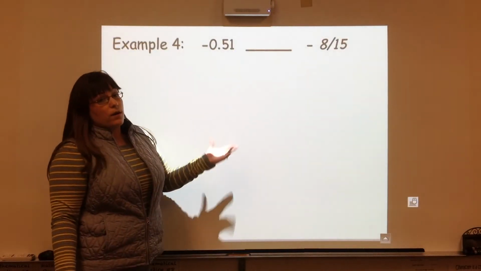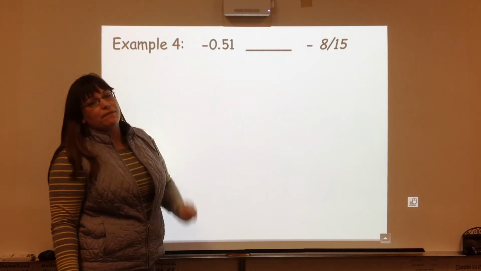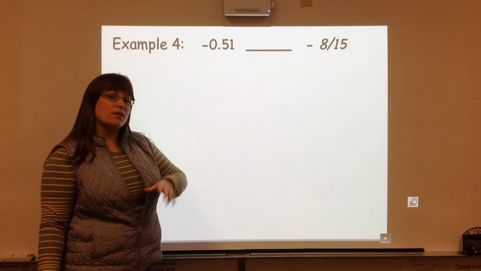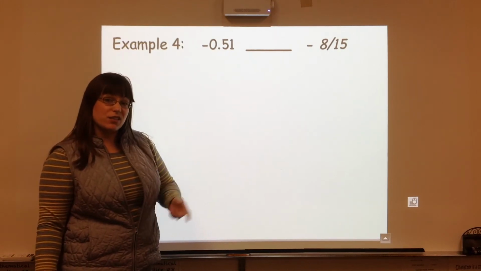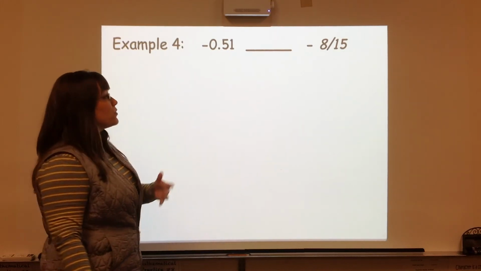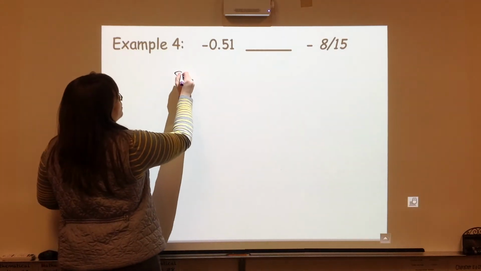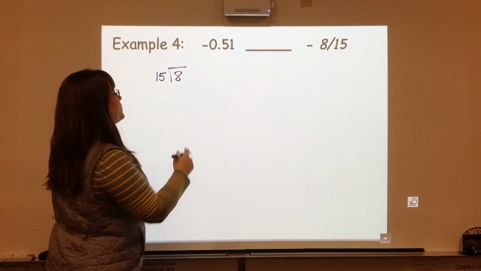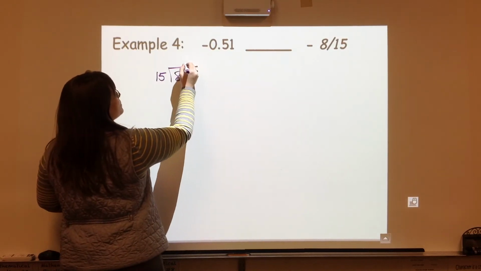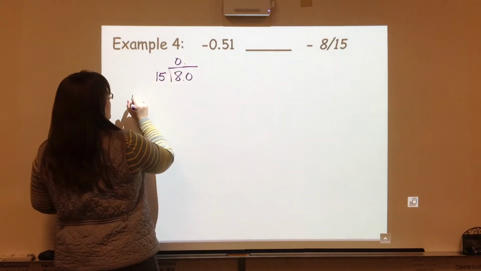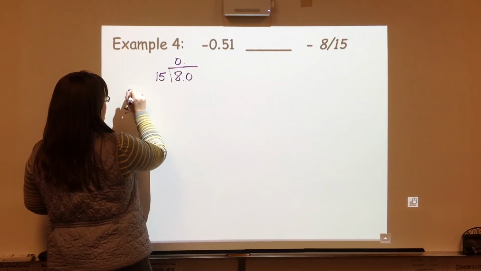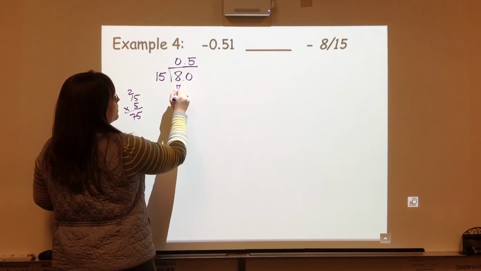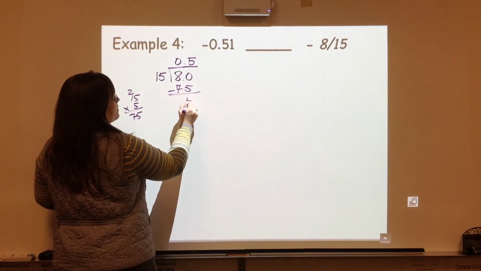For example 4, I am going to have to convert my fraction to a decimal. It's easier to compare two decimals, I think, than two fractions. We just did this in the previous lesson, so we are all equipped to do that. And I'm going to take 8 and divide it by 15. I'm going to have to annex zeros. And 15 times 5 is 75. When I subtract, I get a 5.